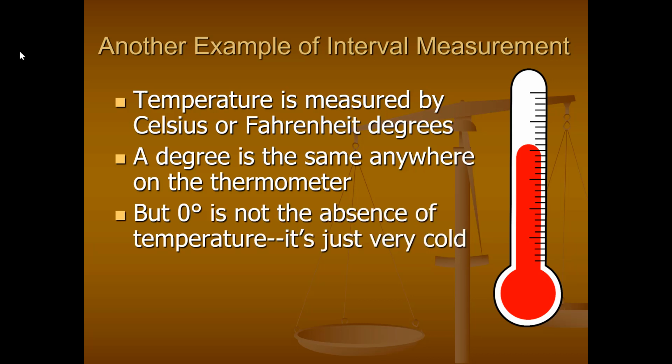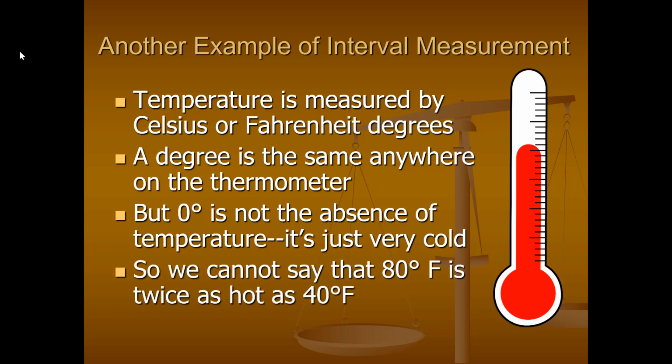But a 0 is not the absence of temperature. It's just very cold. So we can't make statements like 80 degrees is twice as hot as 40 degrees. That wouldn't make sense, right?